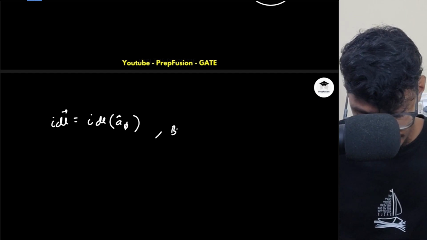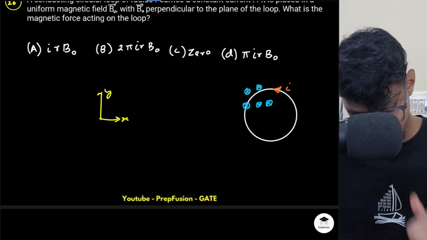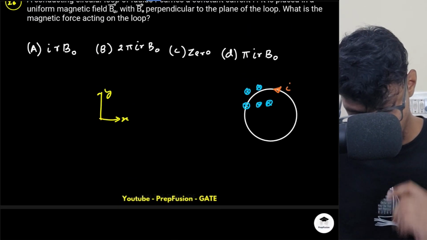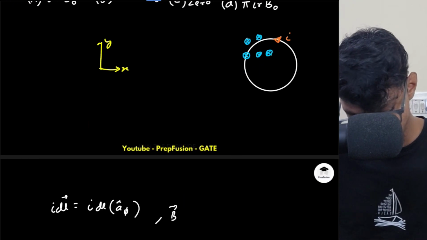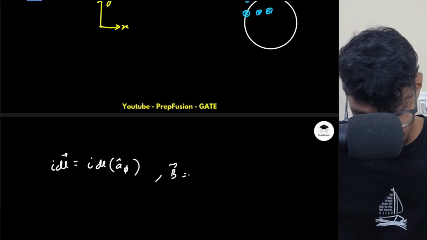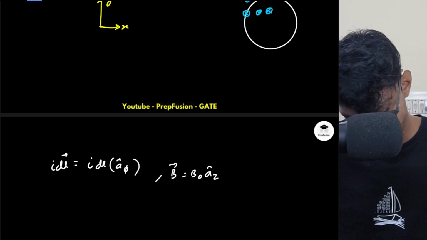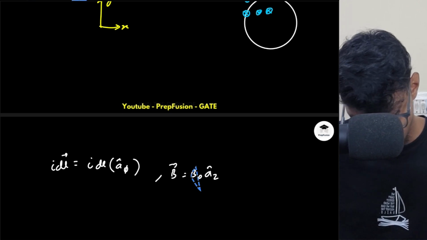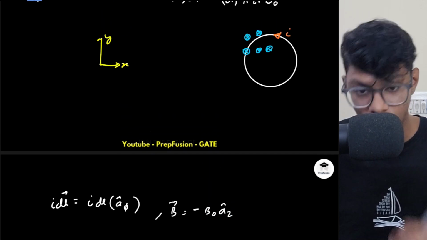And what is the direction of the magnetic field B? I can assume it to be coming towards me, or outside, or inside, right? It is in the minus az cap direction, whatever you choose. So I have assumed some uniform magnetic field B naught in the az cap direction, or minus az cap, because I have assumed it to be going into the plane.